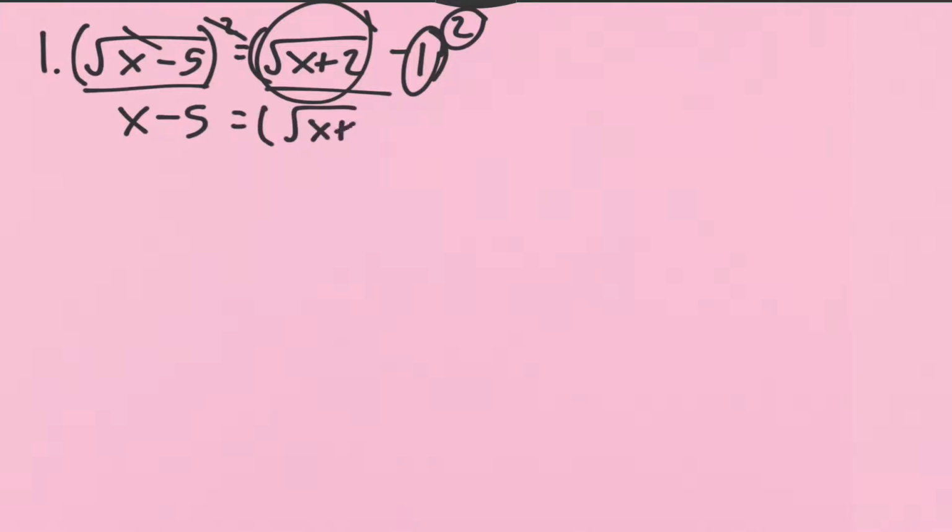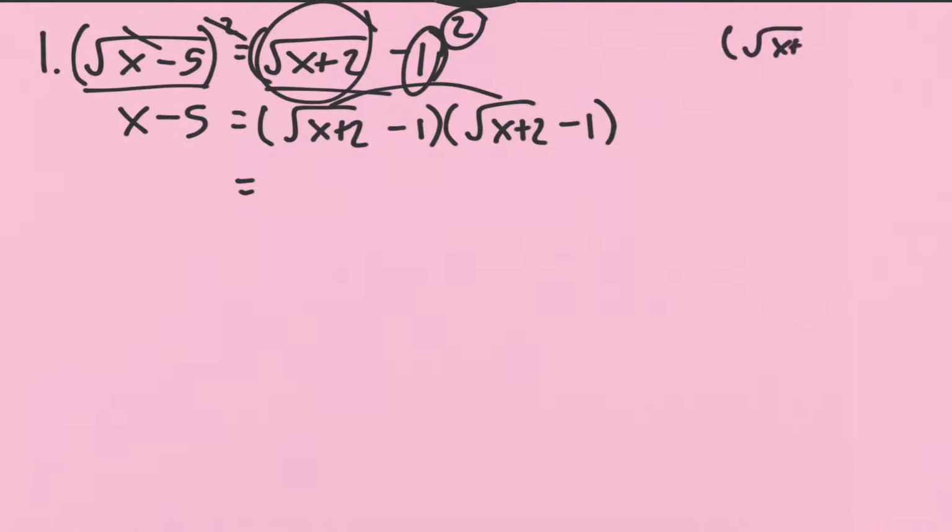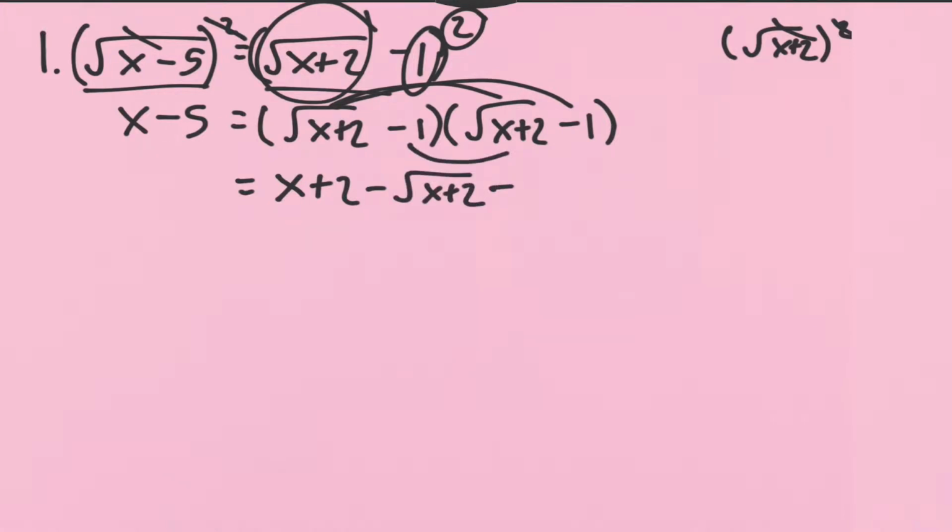And our foiling is going to be a little bit harder here because we have radicals involved in our parentheses. Square root of x plus 2 times square root of x plus 2 is square root of x plus 2 squared, which just cancels. So we're left with x plus 2 for the first term. Then square root of x plus 2 times negative 1 is negative 1 square root of x plus 2. And negative 1 times square root of x plus 2 is negative square root of x plus 2. And then negative 1 times negative 1 is positive 1.